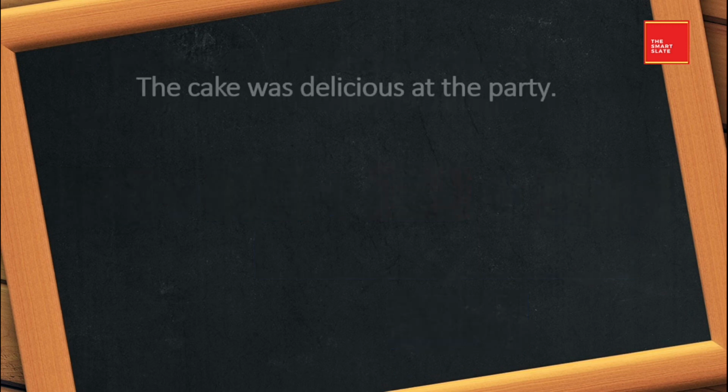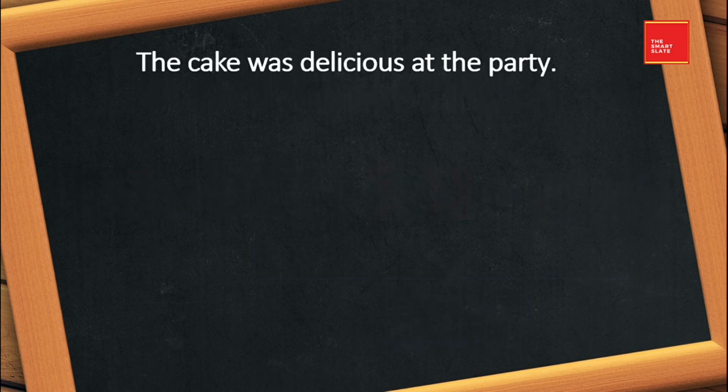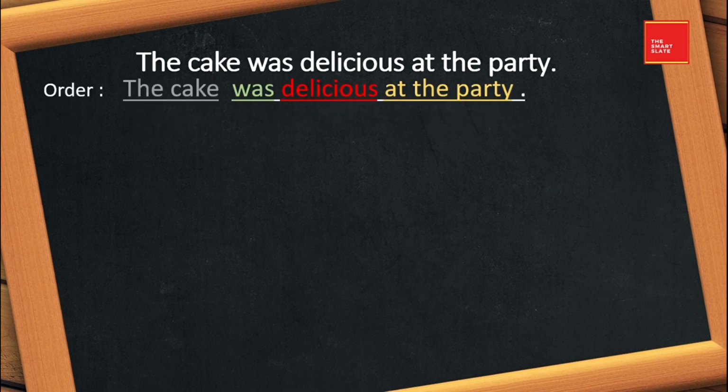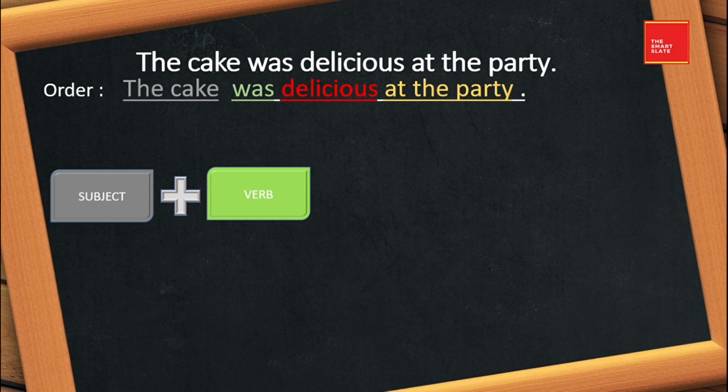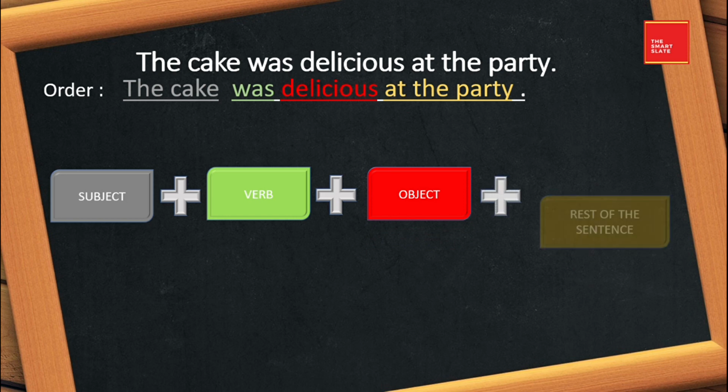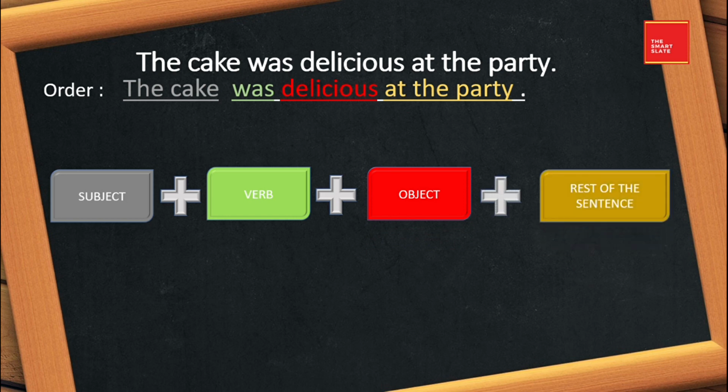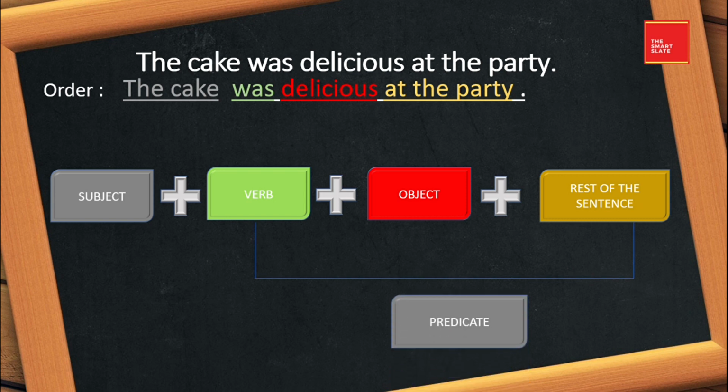For example, the cake was delicious at the party. In this particular sentence, the order is: the cake, was, delicious, at the party. So the cake is the subject, was is the verb, delicious is an object, and at the party is the rest of the sentence. So here, verb, object and rest of the sentence, was delicious at the party, form your predicate, and the cake is the subject. Quite easy.